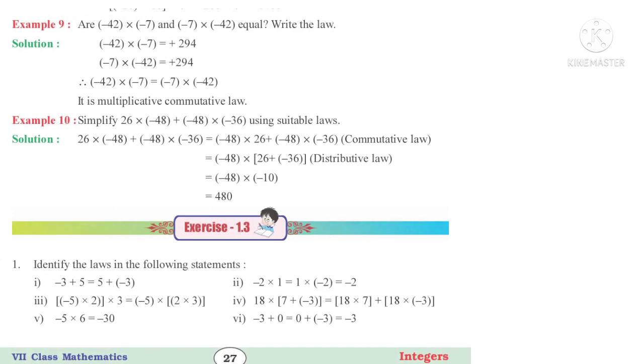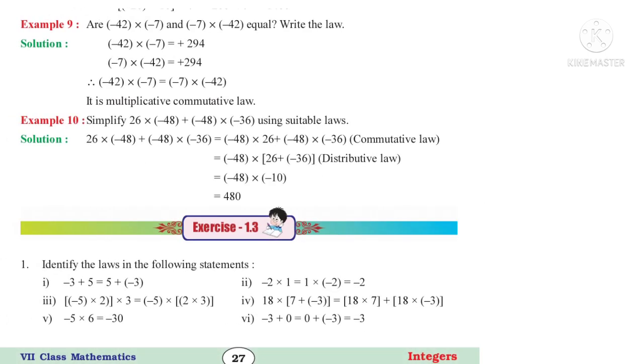Now example 9. Are minus 42 into minus 7 and minus 7 into minus 42 equal? Write the law. Solution. Minus 42 into minus 7 gives plus 294. Minus 7 into minus 42 also gives plus 294. That is, the products are same. But observe that the numbers are interchanged. Here the operation used is multiplication. Even though the numbers are interchanged, the products are same. So it is the multiplicative commutative law. Now example 10.